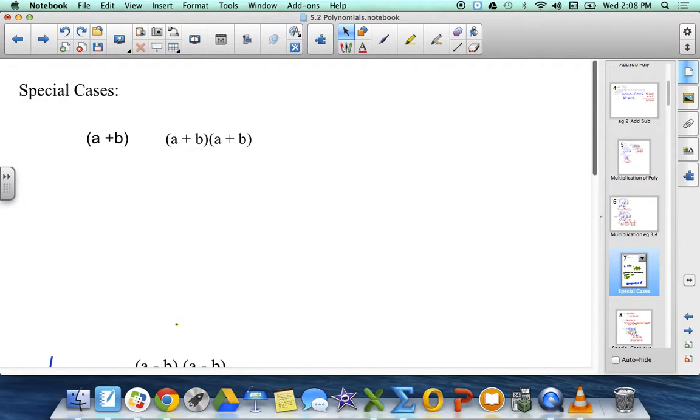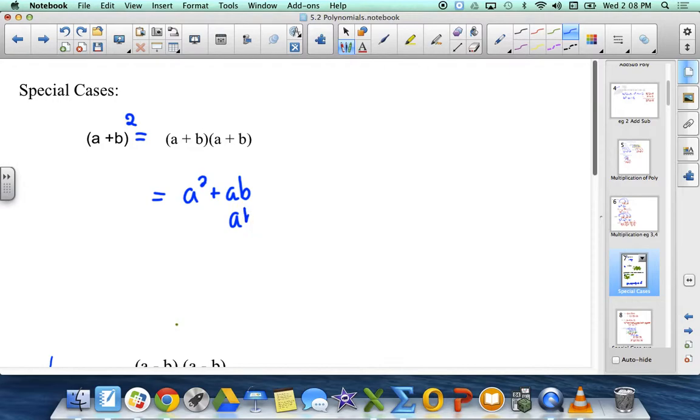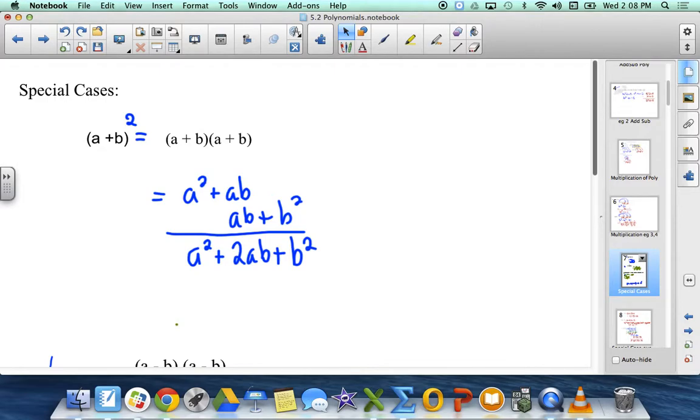So up here, we have a plus b squared. You need to write it down twice. It means a plus b times a plus b. You can FOIL it. When you FOIL it, you get a squared plus ab plus ab plus b squared. You get a squared plus 2ab plus b squared. But like the title says, it is a special case.